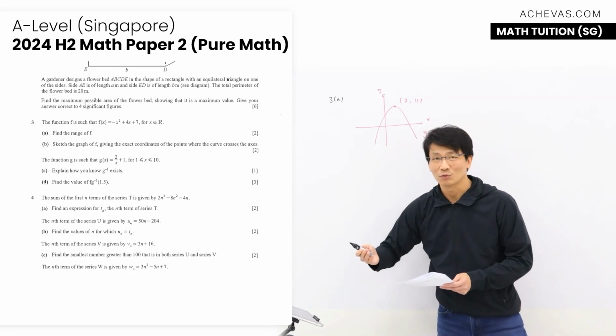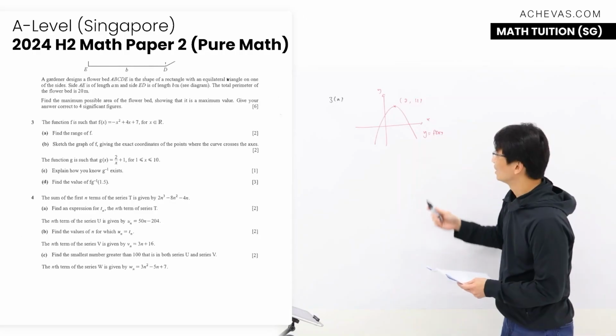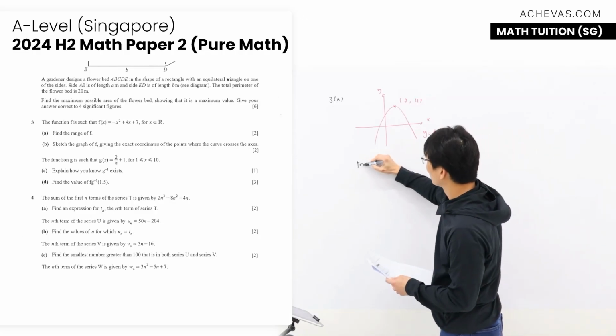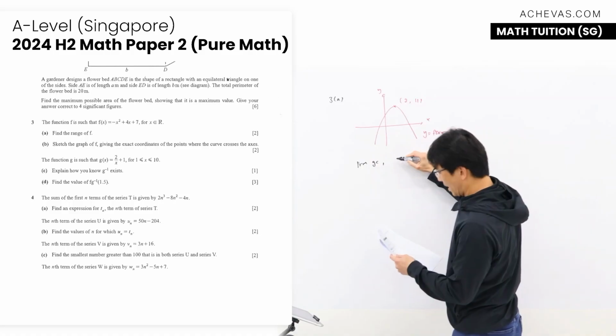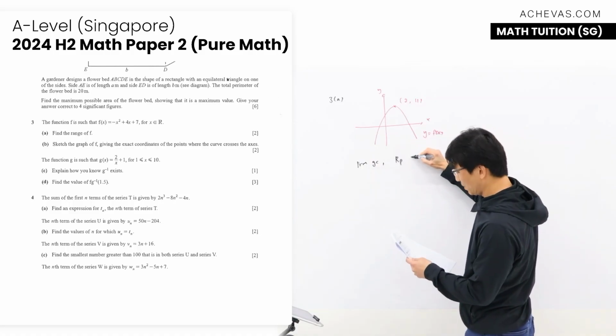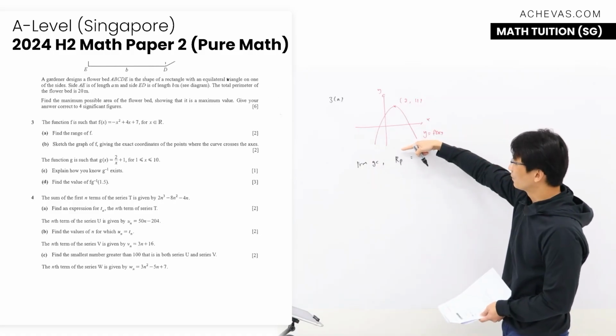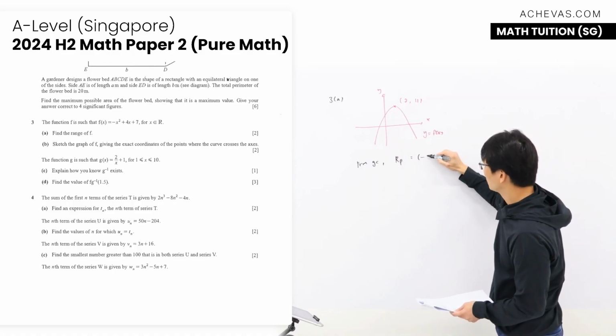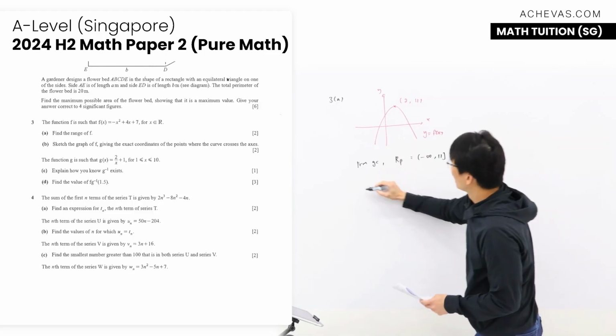I just refer to my GC and just determine the range directly. And we can just say from GC, the range will simply be from negative infinity to 11. I'm not supposed to include minus infinity, all the way to 11.